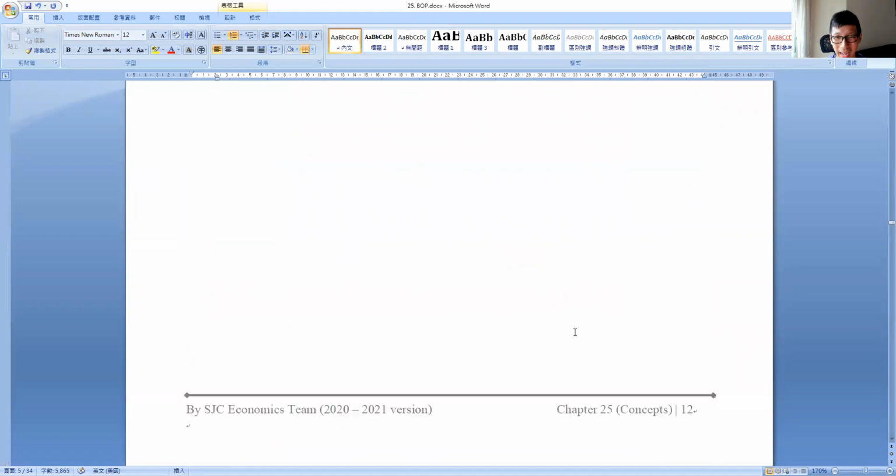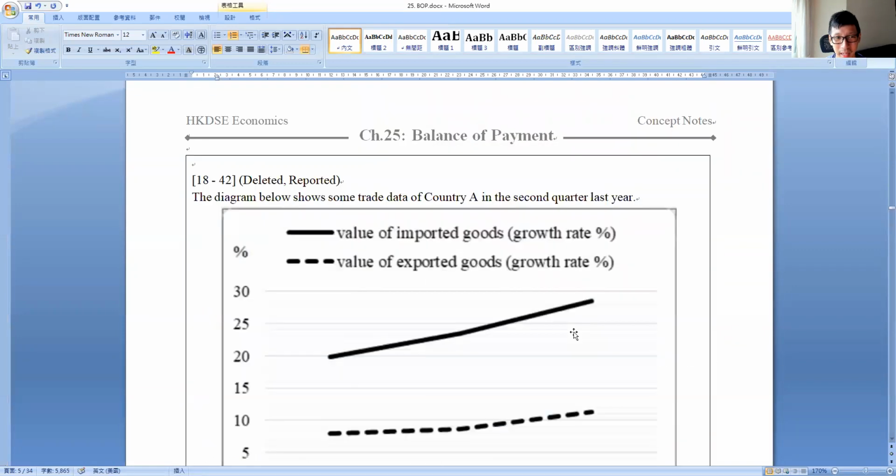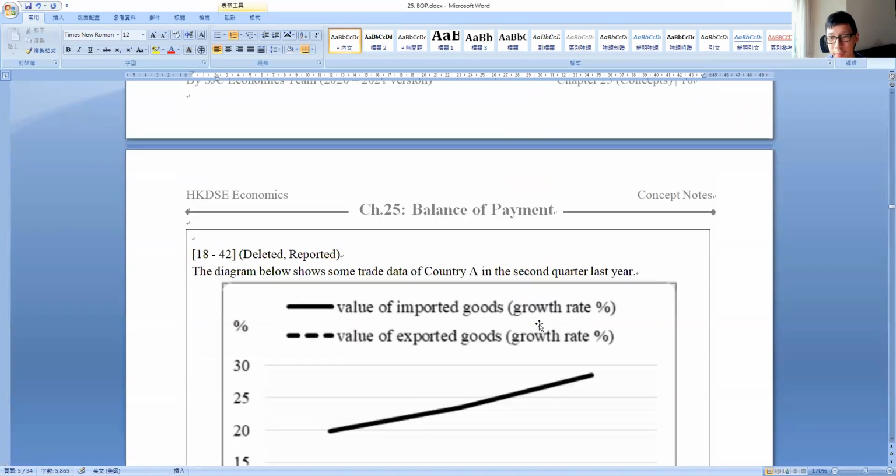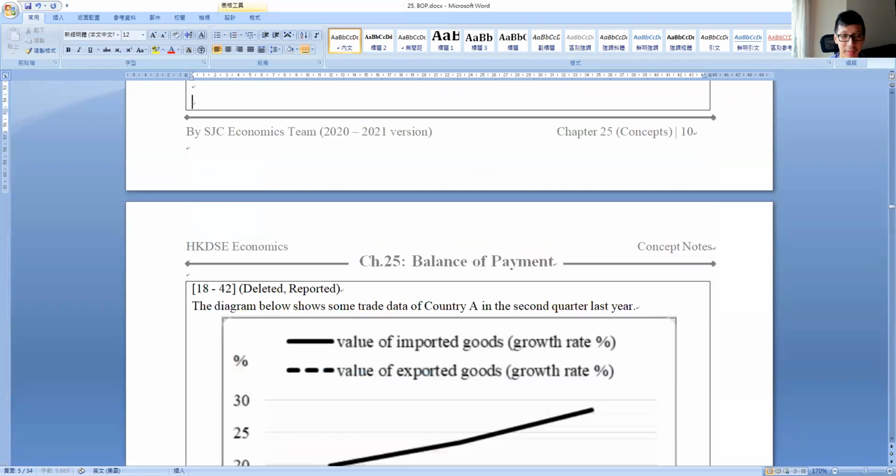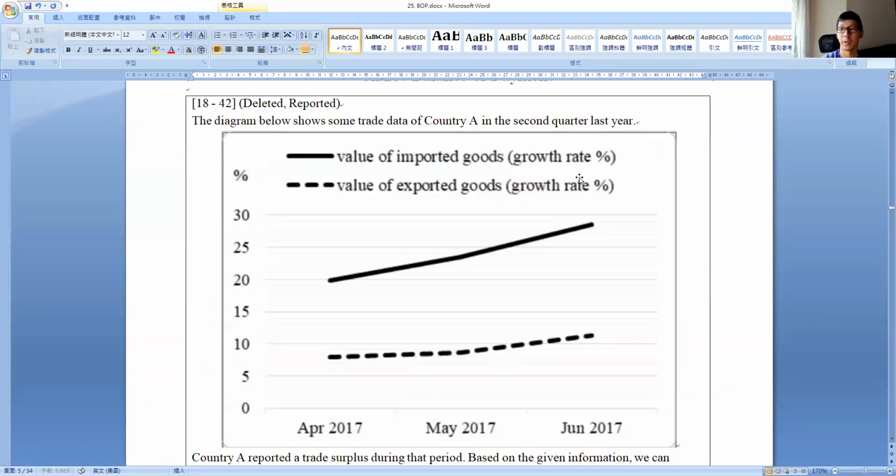Now, I think it would be page 11 of your notes. Page 11 of your notes. 2018, question 42. Now, this is a deleted question because there is no answer.